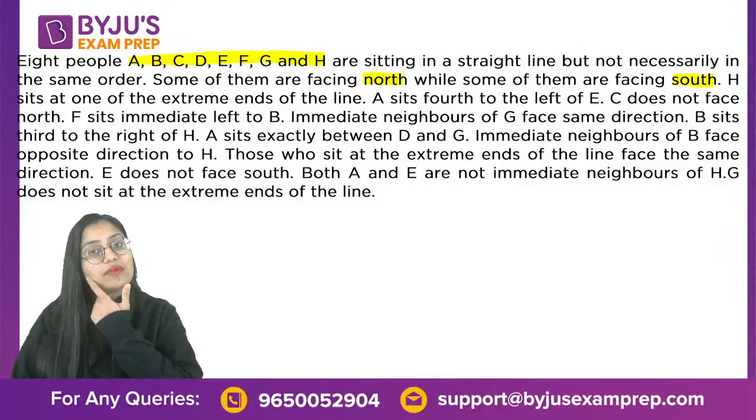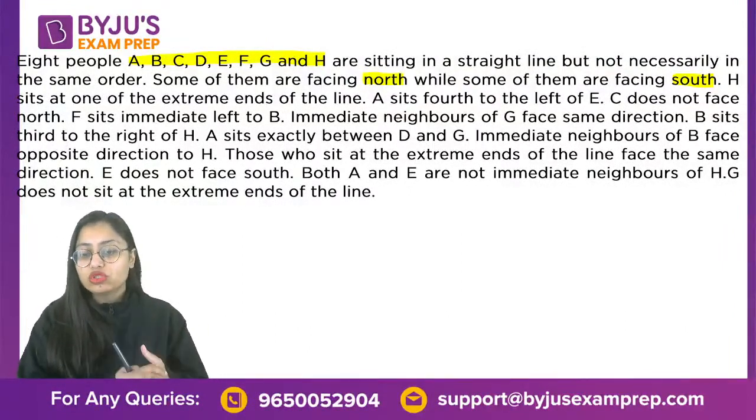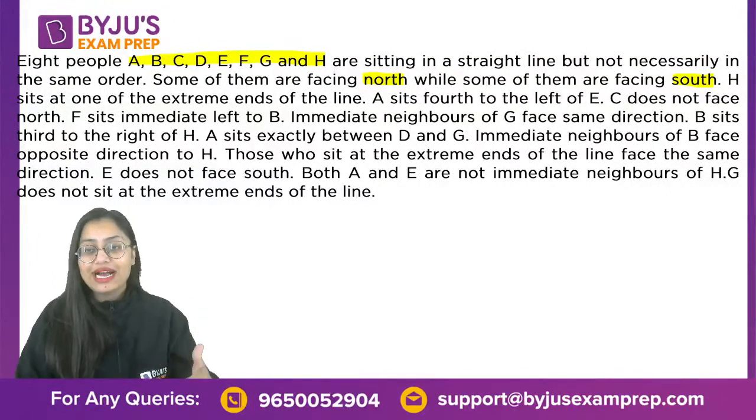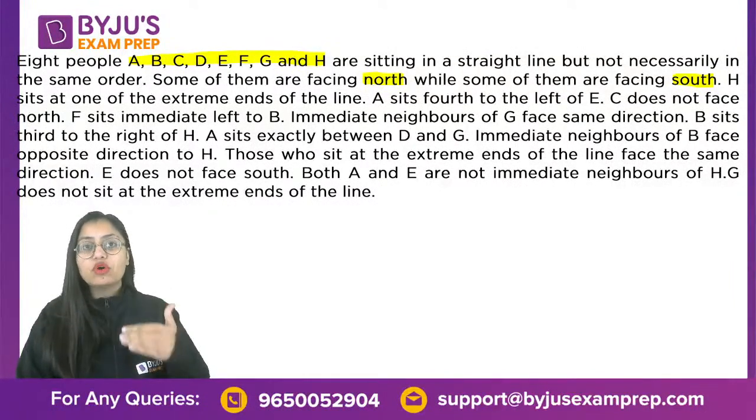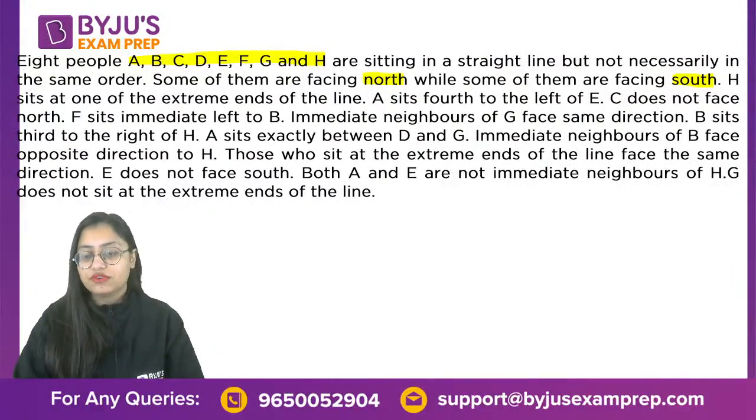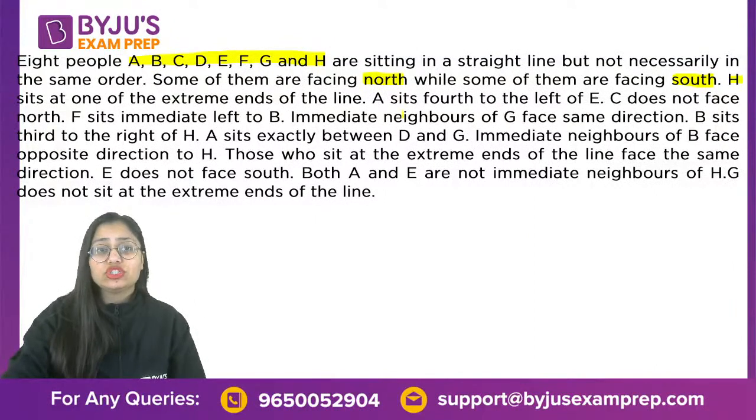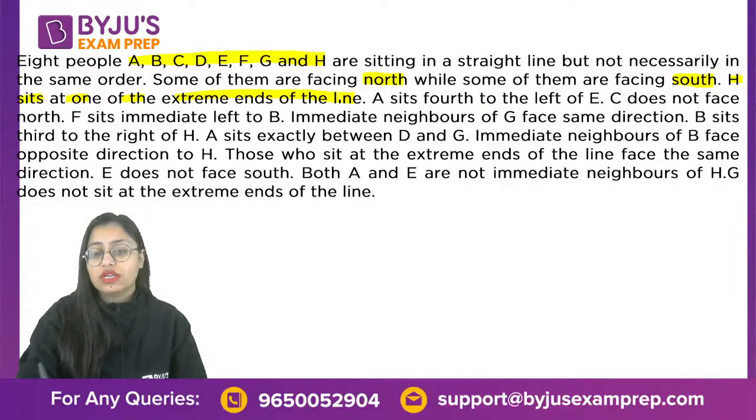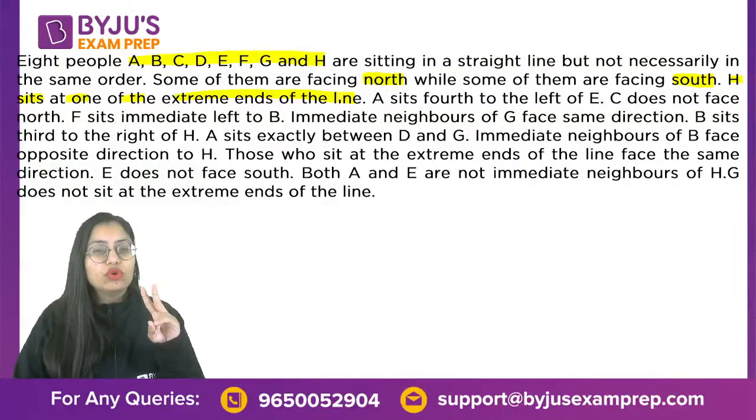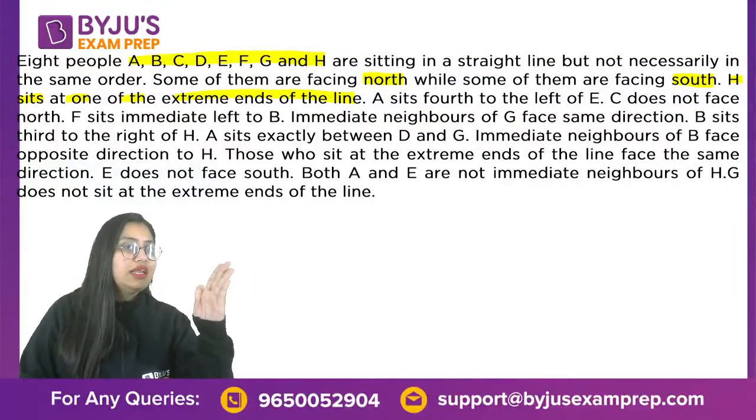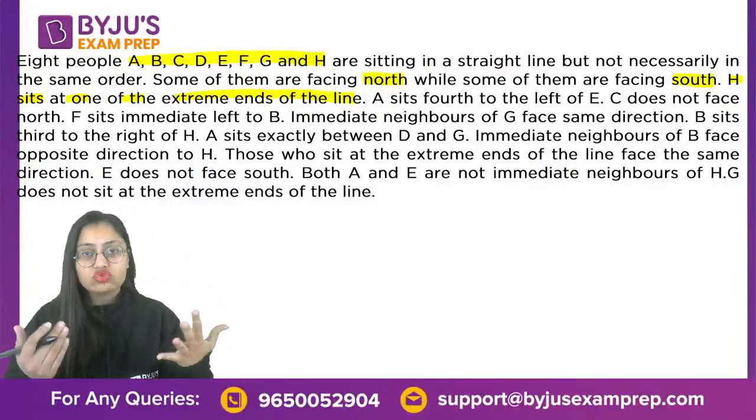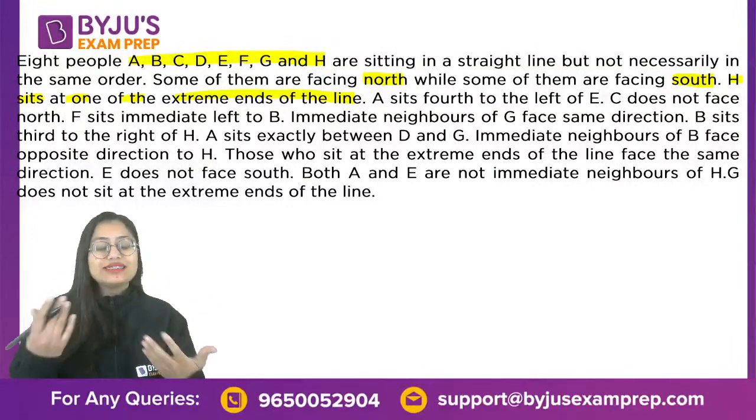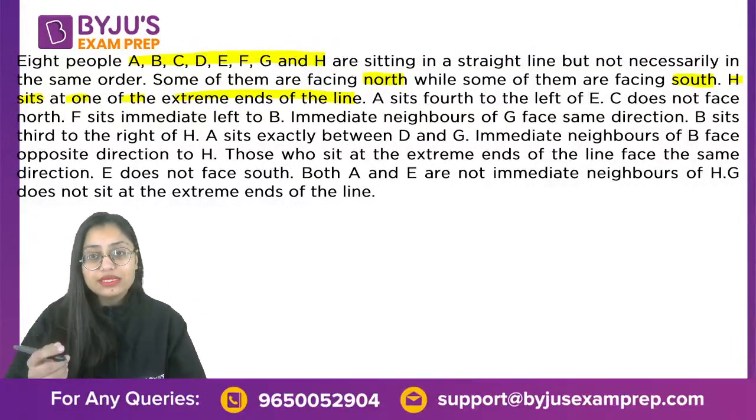Now, when I say something like that, you also have to make sure that you are looking at the information from where a positive start can be made. Like the first information over here is H sits at one of the extreme ends of the line. That means it is just two possibilities. H can either sit at the leftmost end or the rightmost end, just two possibilities. But I cannot just close my eyes and start with it. No, don't do that. Why is that?